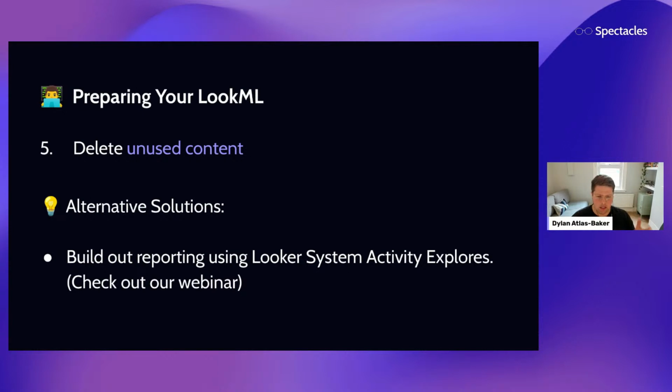There are a couple other ways to do this if you don't want to use our tool for that. This is one where the data is reasonably accessible in the System Activity Explorers. So if you go there and build out your reports, you will be able to identify this, and then you need to manage the deletion yourself and things like that. We did a webinar on the System Activity Explorers in the summer last year. So if you head to spectacles.dev, our website, and go through the webinars, you'll be able to find that and watch that if the System Activity Explorers aren't something that you're familiar with.